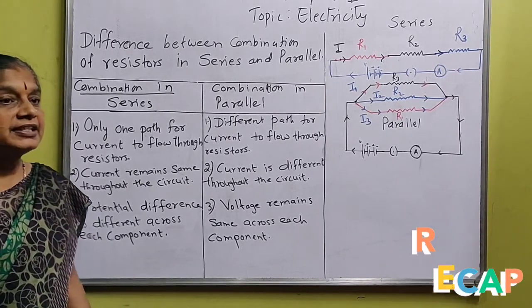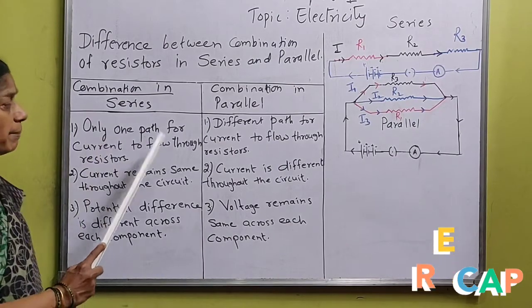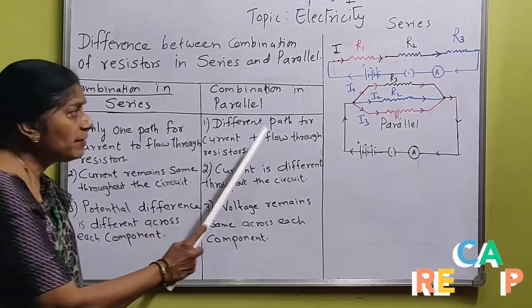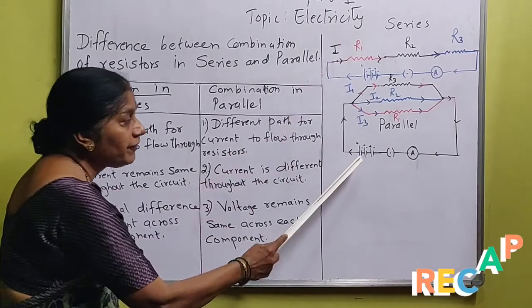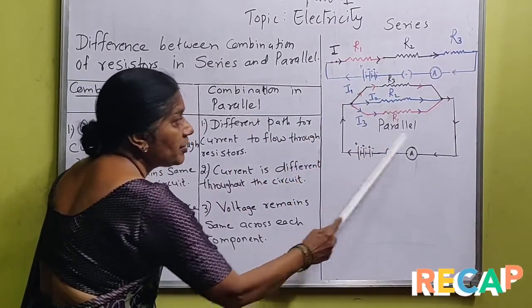of resistors in series and parallel. So, first difference: in series, there is only one path for current to flow through the resistors. In parallel, there are different paths for current to flow through the resistors. See, I have drawn the figure over here. This is the combination for series, this is the combination for parallel.